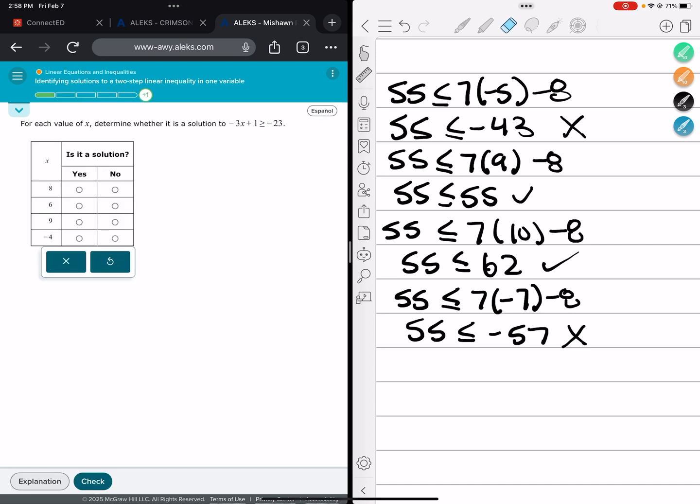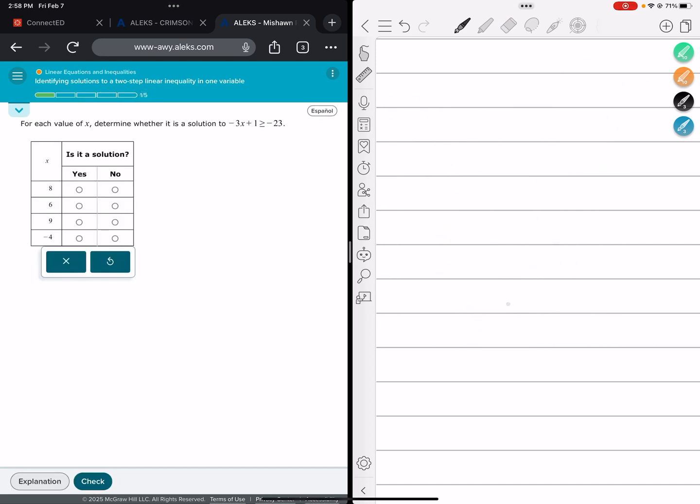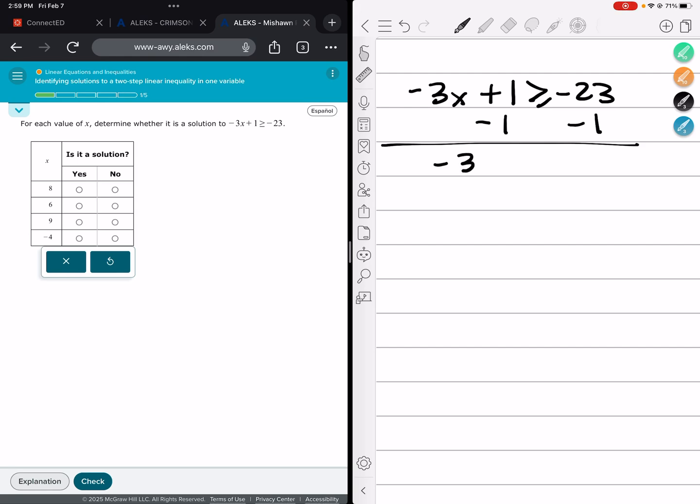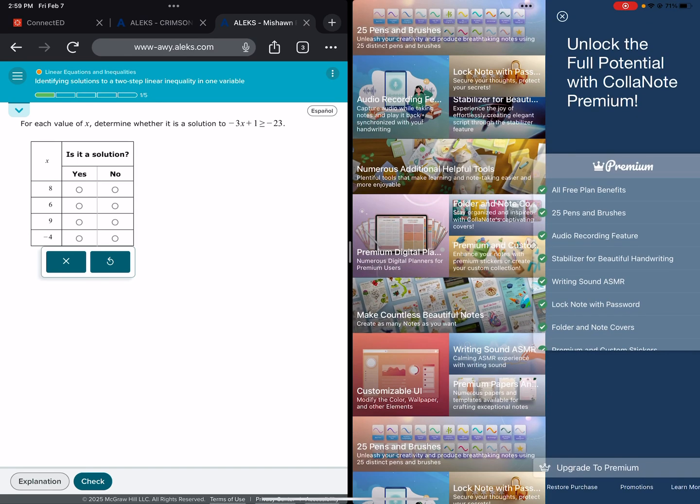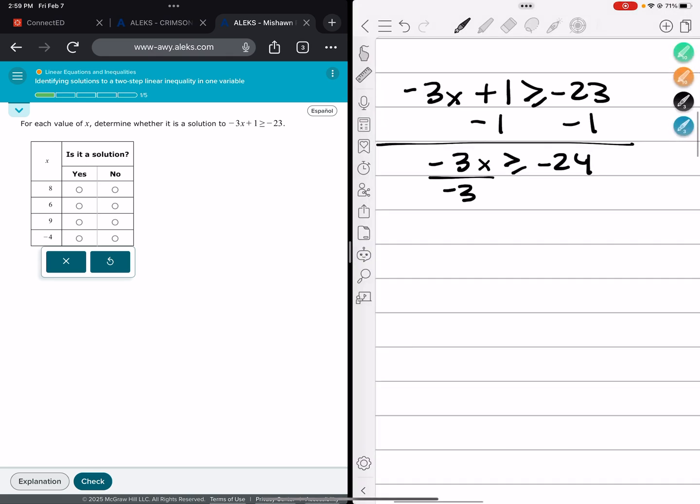Okay, so if you don't like that method, the other method you can do is you can take the inequality and solve it. So that means I have negative 3x plus 1 is greater than or equal to negative 23. From here, I'm going to subtract the 1 from both sides to get negative 3x is greater than or equal to negative 24. I'm going to go ahead and divide both sides by negative 3.